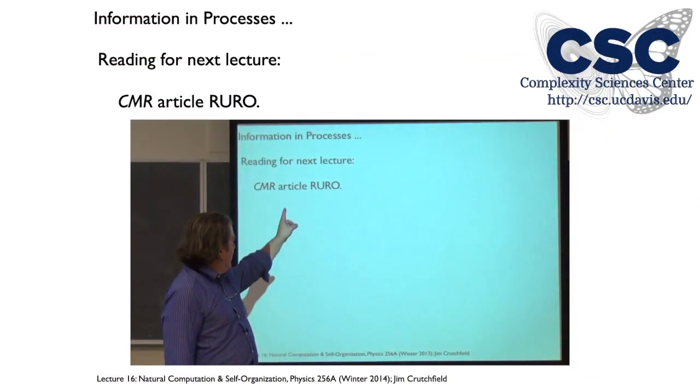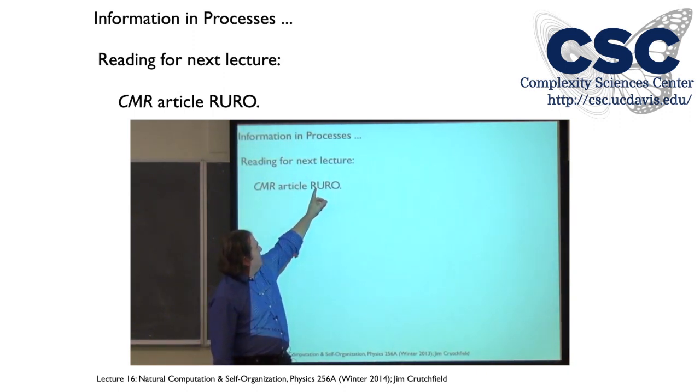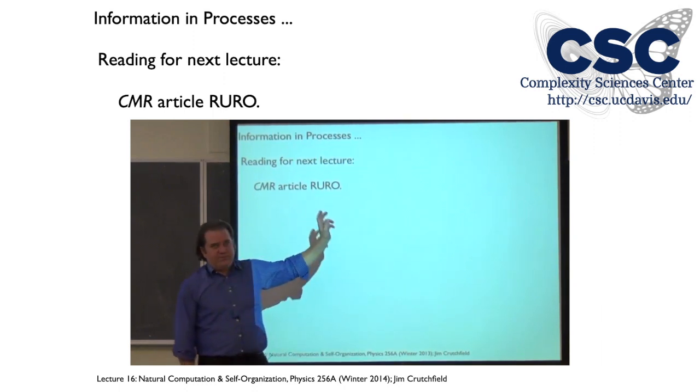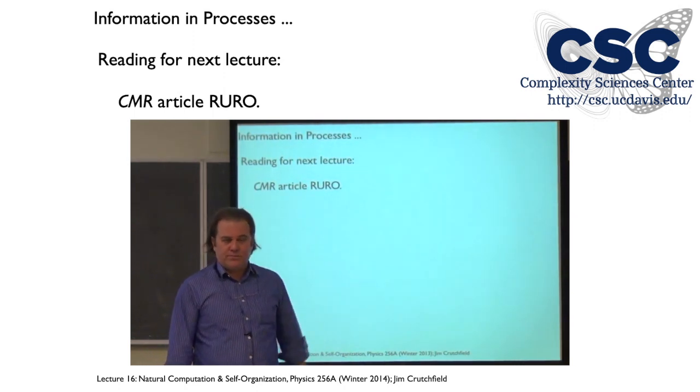Oh, and then, right, take a look at this article in the Reader. So this is Regularities Unseen, Randomness Observed. The lectures next week will mostly be out of that article. It's a review article, hopefully readable. Okay, so any questions?